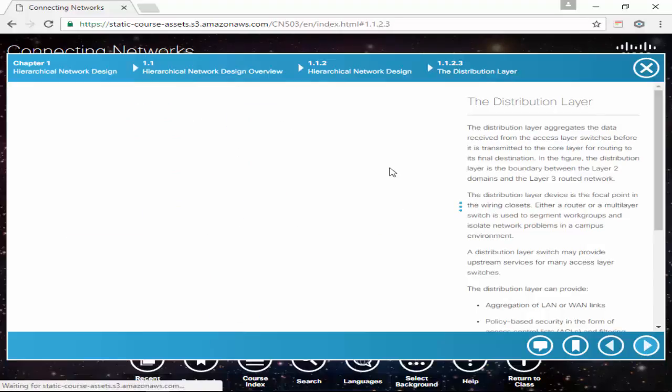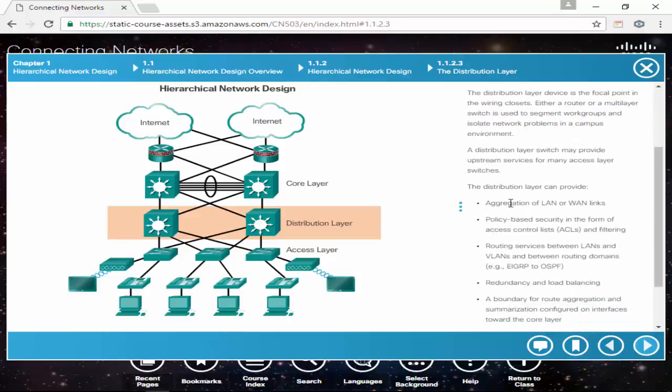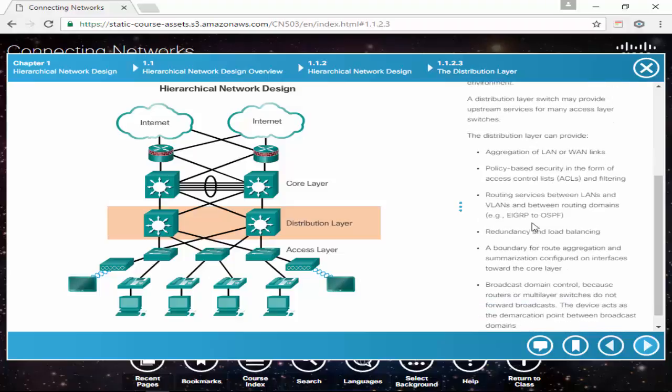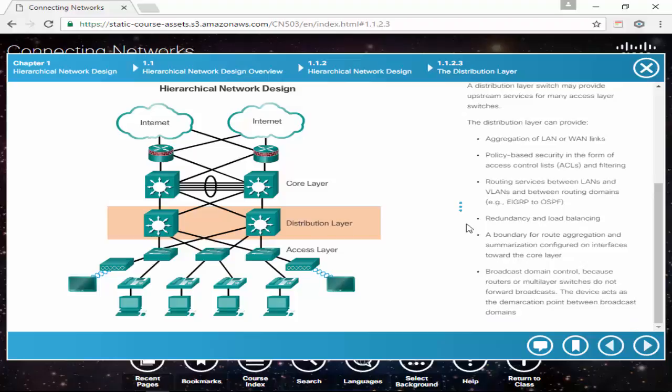Then we go to our distribution, okay? Aggregation of the LAN or WAN links. So they're going to connect into here. Policy-based security in the form of access control lists and filtering. Routing services between LANs and VLANs, between routing domains. Okay, so EIGRP and OSPF are going to run in our distribution. Redundancy and load balancing. What that means is probably our port channels are happening in here.